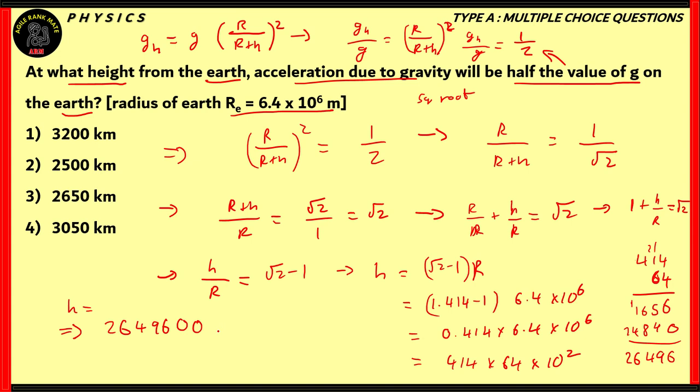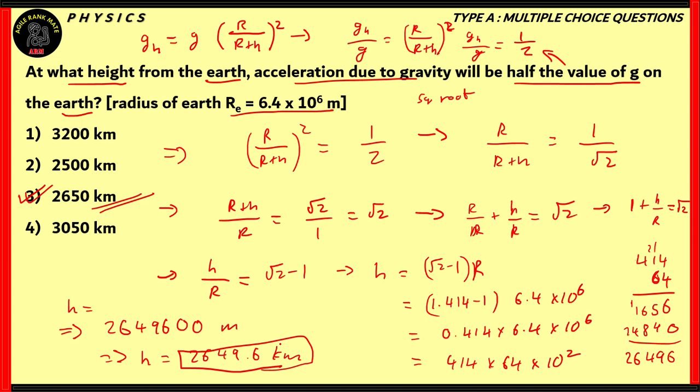2649600, and the unit of distance here is meters. So when you divide that by 1000, the height now will be equal to 2649.6 kilometers. So that is the exact height at which acceleration due to gravity will be half the value of g. Therefore the closest answer to that particular value is indeed option 3, 2650 kilometers.